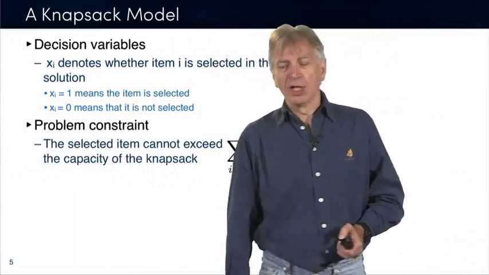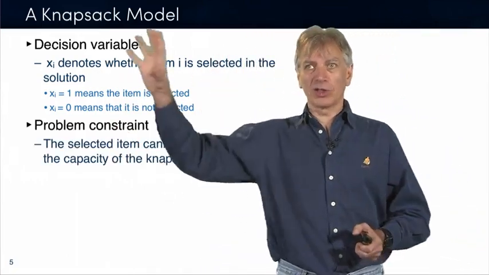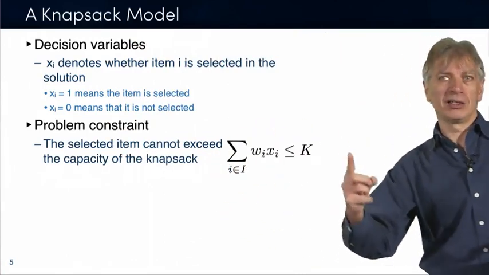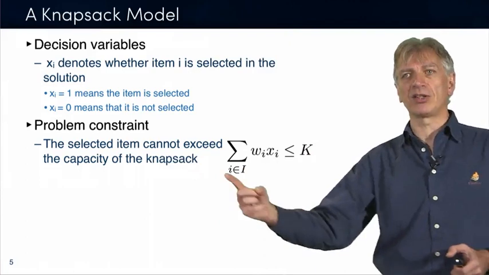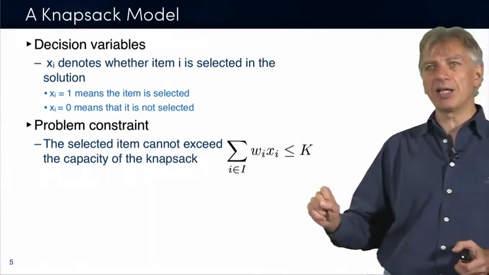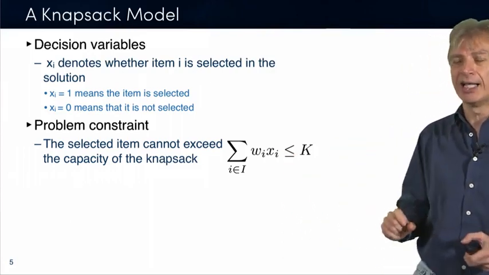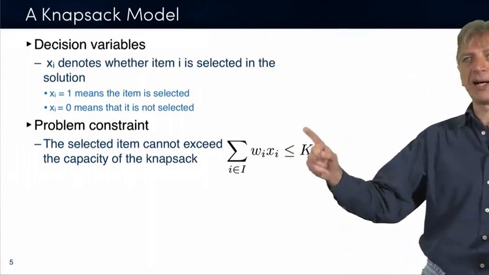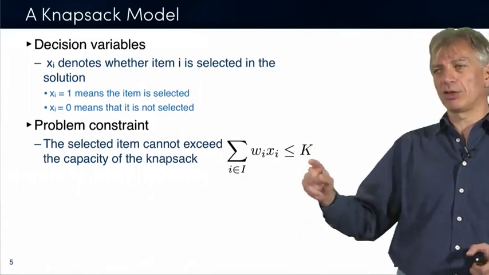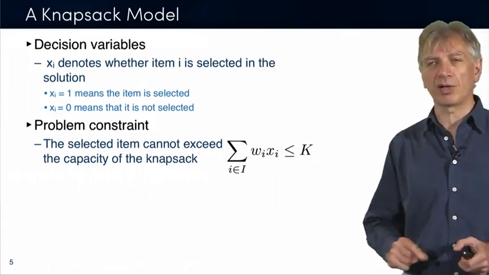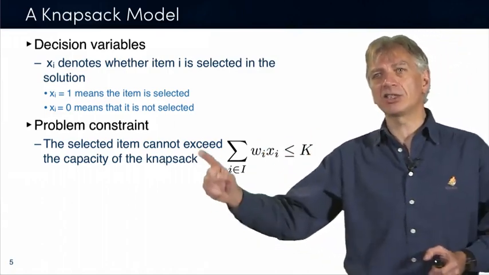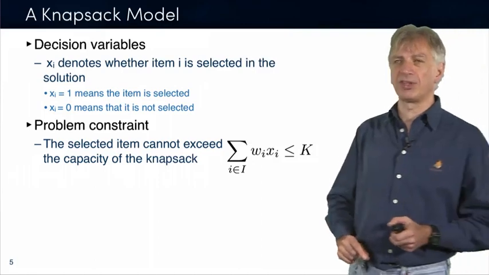So the problem constraints have to be expressed now in terms of these decision variables, and this is the only feasibility constraint that you have in this particular problem. What does it say? It makes sure that the items that you select, those with xi equal to 1, don't exceed the capacity of the knapsack. So you sum this product, which has a constant, the weight of the item, times whether you select the item or not, and that summation has to be smaller than the capacity of the knapsack.